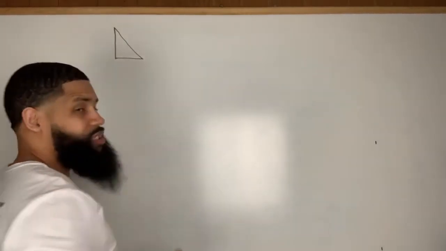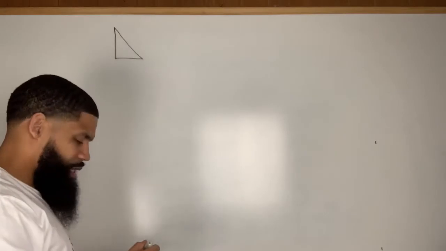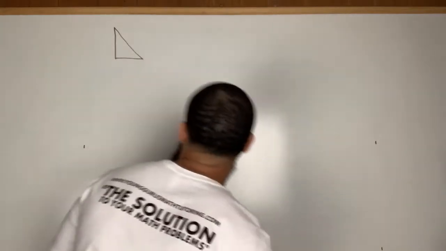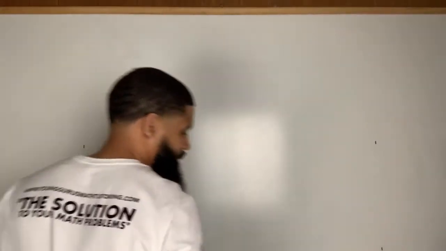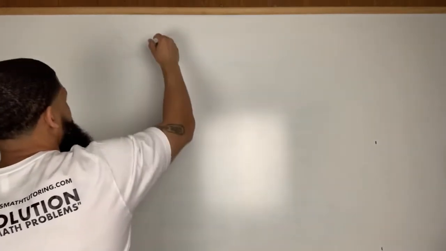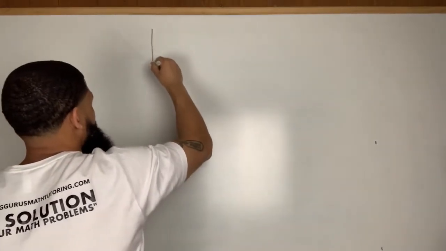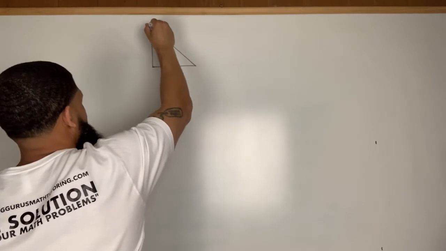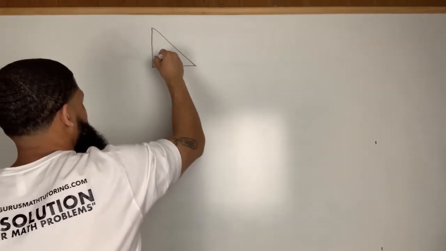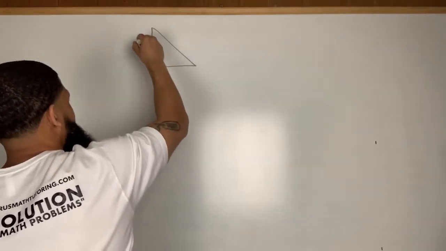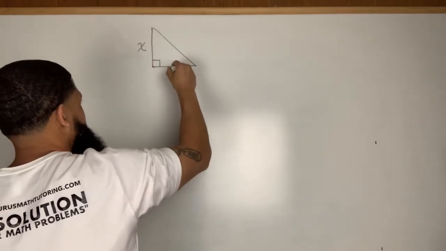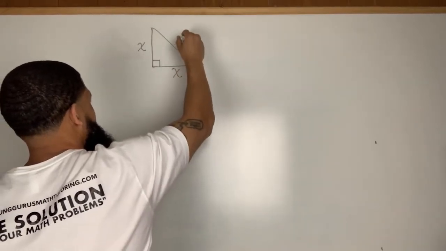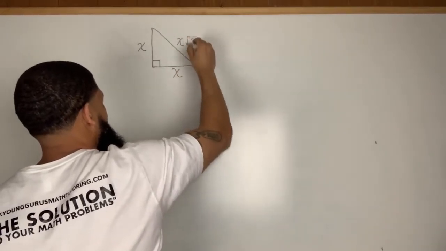I'm going to draw this triangle right here. Actually, let's make it bigger. So, there's a ratio of the lengths of the sides. If this is the right angle here, then this is a leg, this is a leg, and this is the hypotenuse.